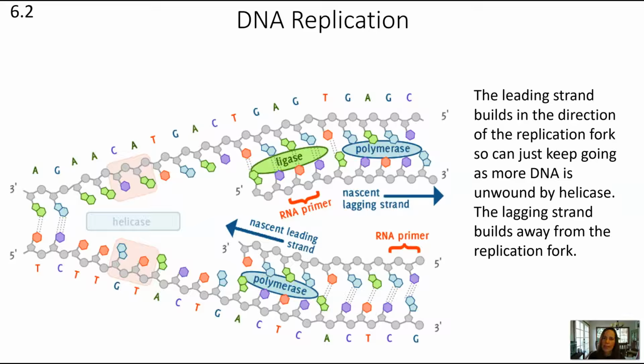So as helicase unzips more DNA, DNA polymerase on the leading strand is going to be able to just follow helicase and keep building and building and building.